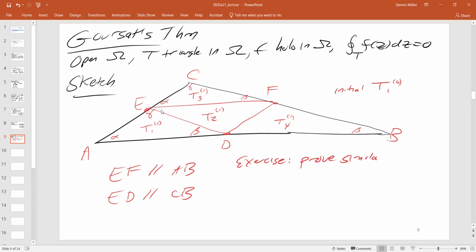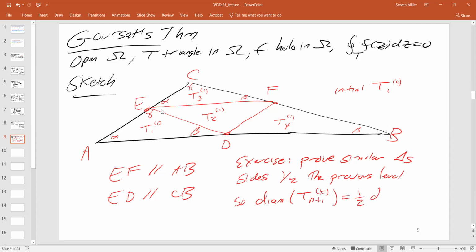Prove similar triangles. Okay. And what can you tell me about the triangles? Well, each one is going to be smaller than the previous. And in fact, each one of them is going to have sides that are 1/2 the original. So sides are 1/2 the previous level. So for instance, being a little bit vague, the diameter of any T_{n+1} triangle would be 1/2 the diameter of a T_n triangle.